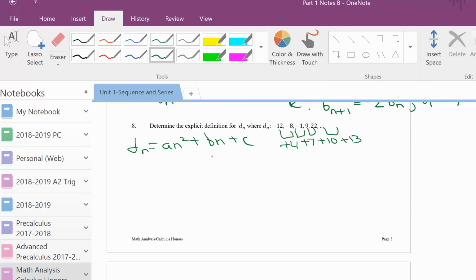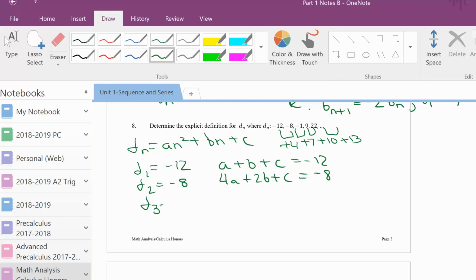So once again, we can do this by matrices because the first term is -12. So that means a plus b plus c equals -12, because if you put 1 in for n, that's what happens. The second term is -8. So it's 4a plus 2b plus c equals -8, because you put 2 in for n. And the third term is -1. So it's 9a plus 3b plus c equals -1, because you put 3 in for n in that case.